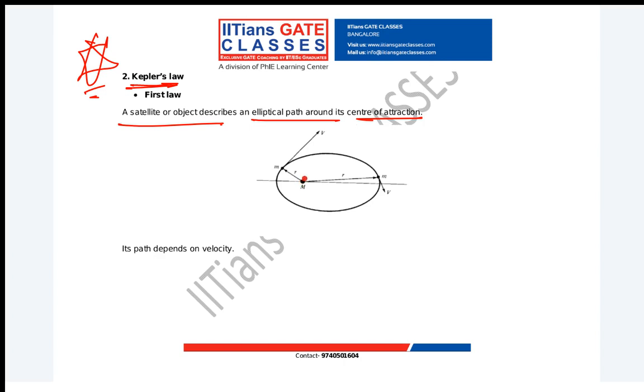So you can see this is the mass, the Earth, and M is the mass of the Earth. Now this particle, this object, is moving. So what Kepler says is it will always follow an elliptical path about the center of attraction. That's it. But it's not necessary that we have an elliptical path. We can have other paths also. We can have a circular path. We can have a parabolic path. We can have an elliptical path. We can have a hyperbolic path.